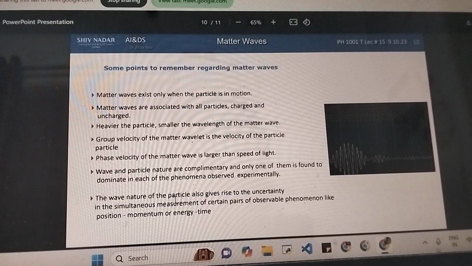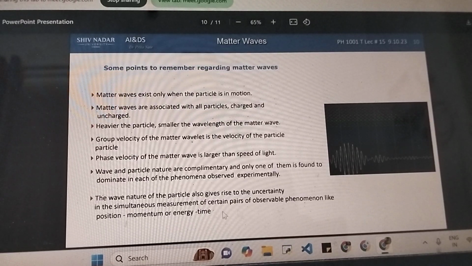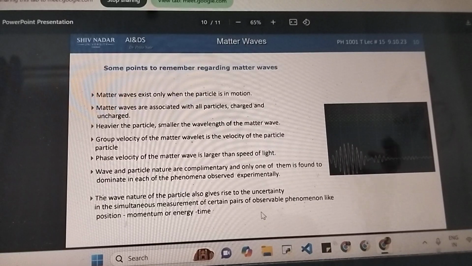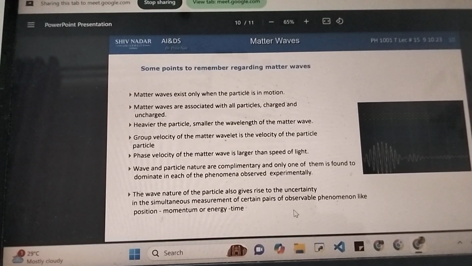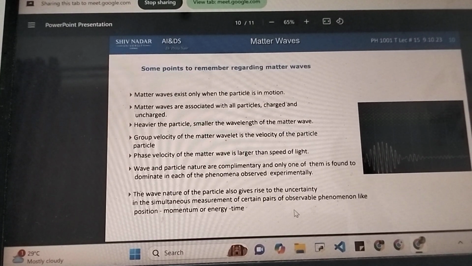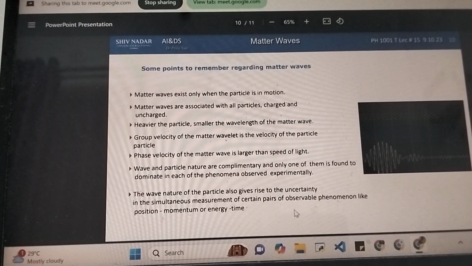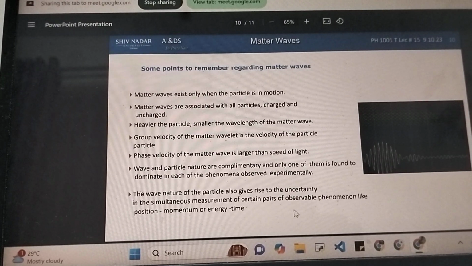The wave nature gives rise to uncertainty in the simultaneous measurement, meaning if you are describing an object as a wave, then you cannot be sure of both its position and momentum at once, or its energy and time at once. If you know one quantity precisely, then there is always an uncertainty in the other. That is what this point says.